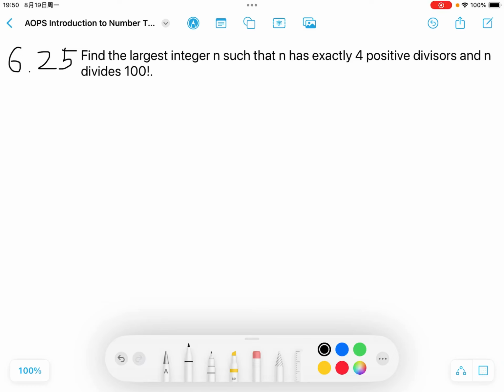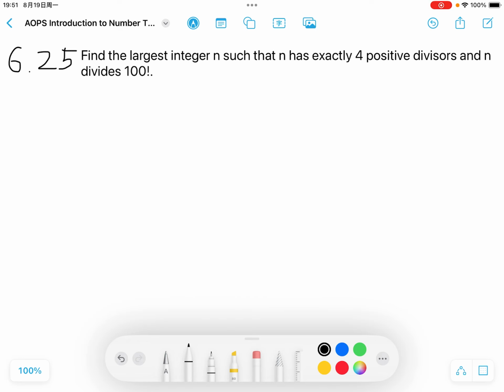So this problem is 6.25 from AoPS Introduction to Number Theory. It says: find the largest integer n such that n has exactly 4 positive divisors and n divides 100 factorial.